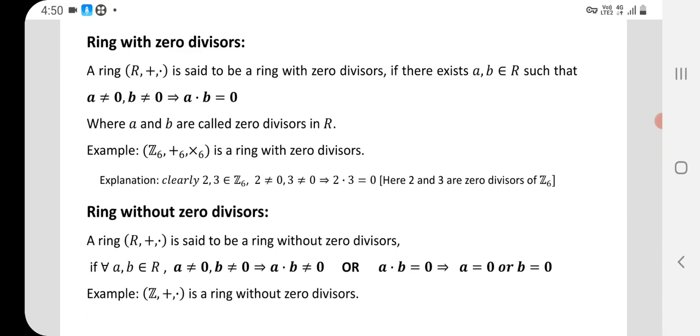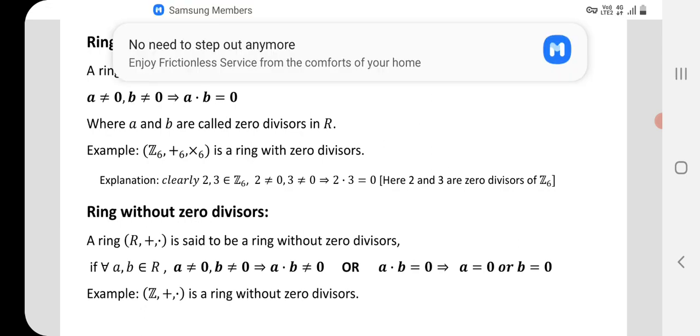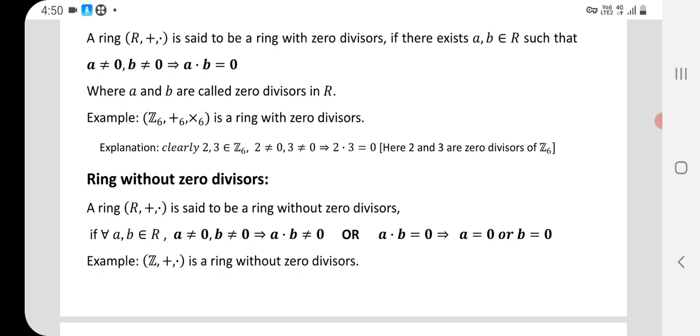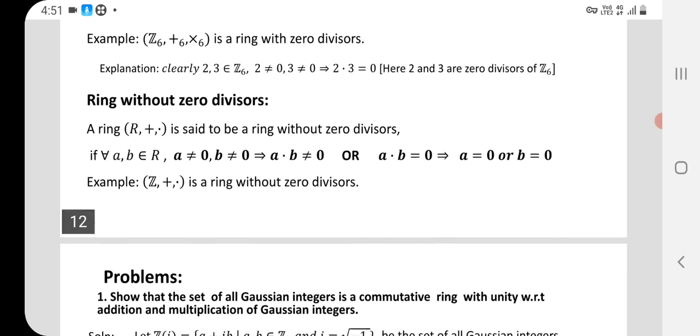Next, a ring without zero divisors. A ring is said to be a ring without zero divisors if for all a, b belonging to R, a not 0, b not 0, the product is also not equal to 0. Otherwise, if their product is 0, it follows that either a is 0 or b is 0. Example: the set of all integers is a ring without zero divisors.